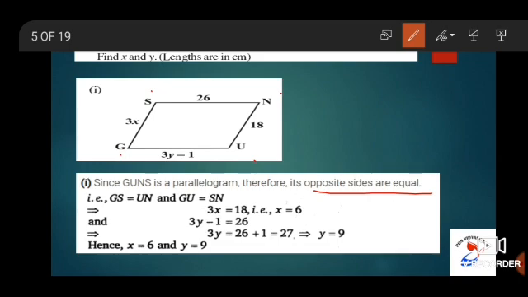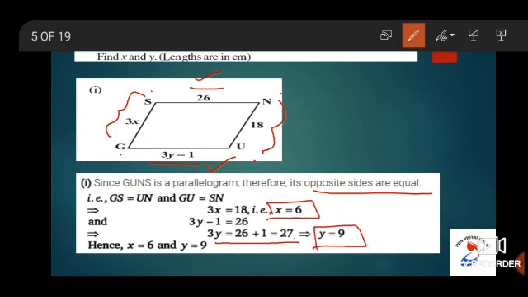So opposite sides means this side GS is equal to the side UN, and similarly this side GU is equal to the side SN. Hence 3x is equal to 18, which will give you the value for x as 18 by 3, that is nothing but 6, and similarly 3y minus 1 is equal to 26, that is 3y is equal to 26 plus 1, that is 27. So y is equal to 9. To conclude, the solution for this problem is X is equal to 6 and Y is equal to 9.